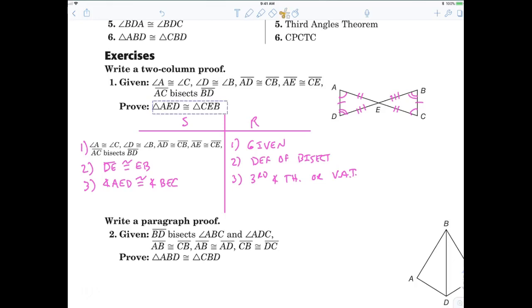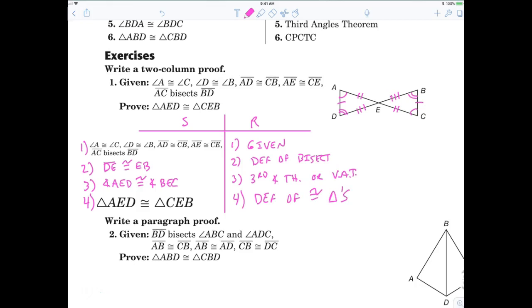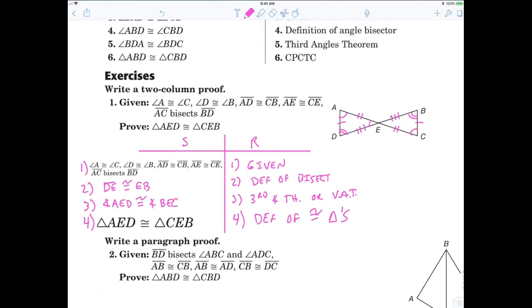Then finally, copy, paste. That's step number four. And number four is definition of congruent triangles. Right, definition of congruent triangles. The triangles are congruent if what? If all the corresponding parts are congruent. And we've listed what? We listed all three sides. You just have to see it.